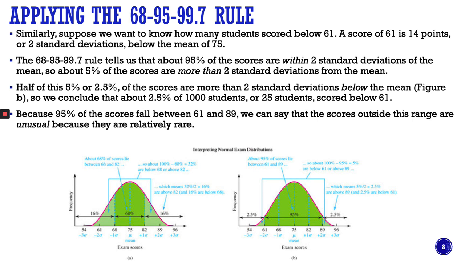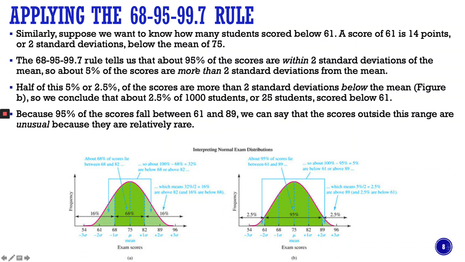Similarly, suppose we want to know how many students scored below 61. A score of 61 is 14 points, or 2 standard deviations below the mean of 75. So again, 75 minus 61 gets us 14. Our standard deviation was 7. 14 divided by 7 is 2. So we have 2 standard deviations below the mean of 75 with a score of 61.